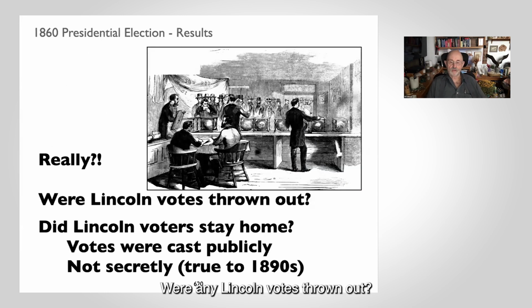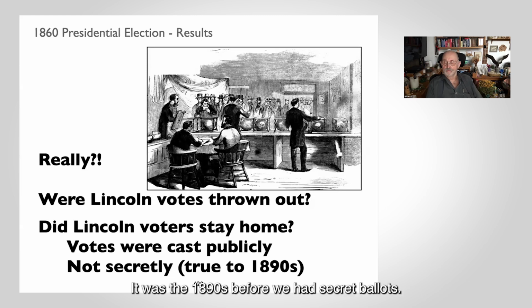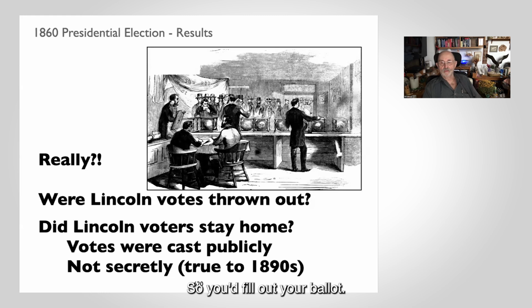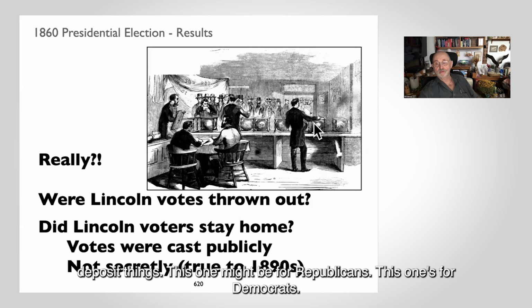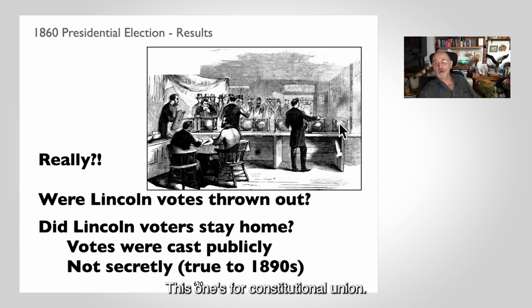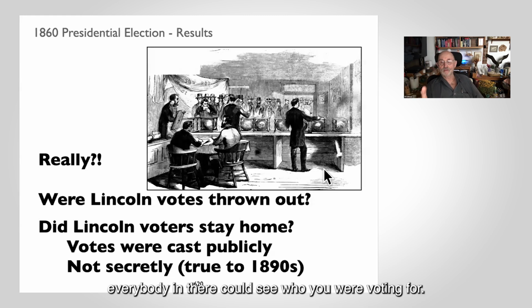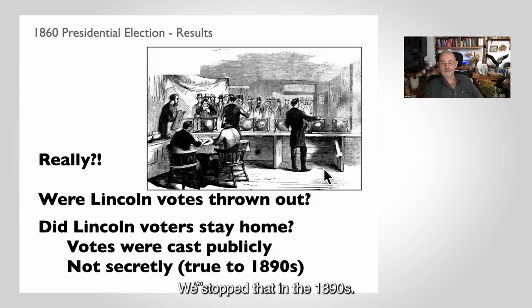Were any Lincoln votes thrown out? Did Lincoln voters stay home? Votes were cast publicly here, not secretly. It was the 1890s before we had secret ballots. So you'd fill out your ballot and then you'd go to one of these deposit things. This one might be for Republicans. This one's for Democrats. This one's for Constitutional Union. Everybody in there could see who you were voting for. We stopped that in the 1890s. That originated in Australia, the secret ballot, and then spread worldwide, including to the United States.